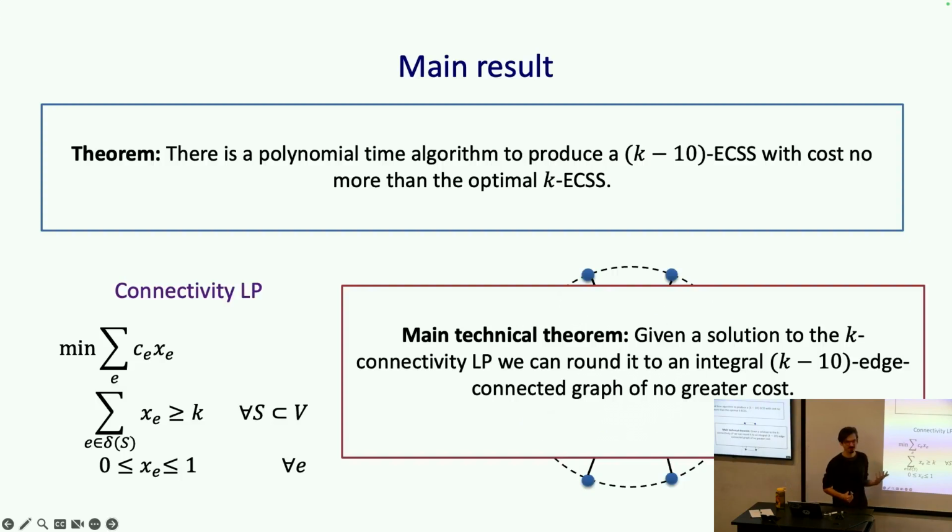And now our main technical theorem is that given a solution to this LP, given a fractional graph, we can round it in polynomial time to an integral (k minus 10)-edge connected graph of no greater cost. And this clearly implies the main theorem because I solve this LP and then I round it and I'm done.